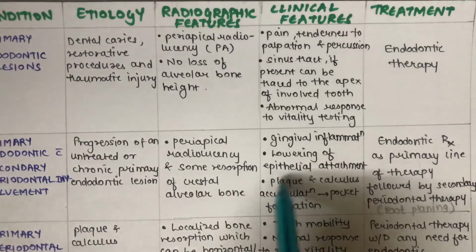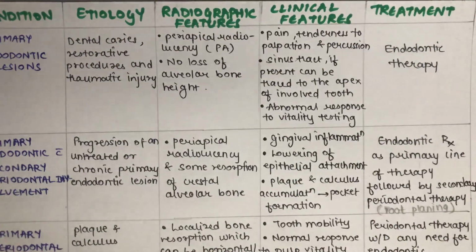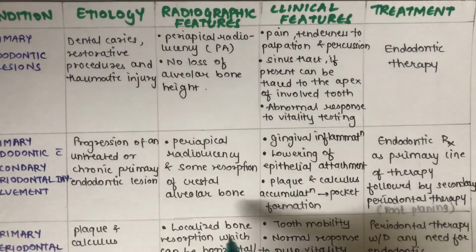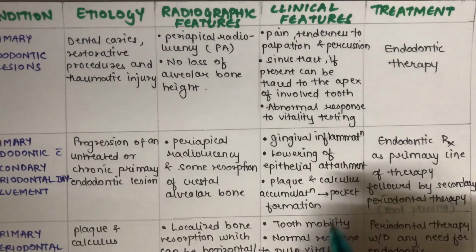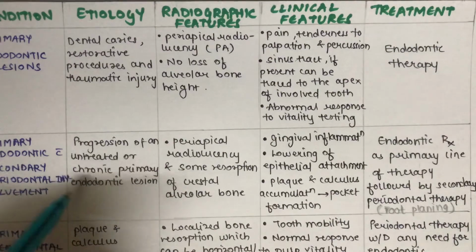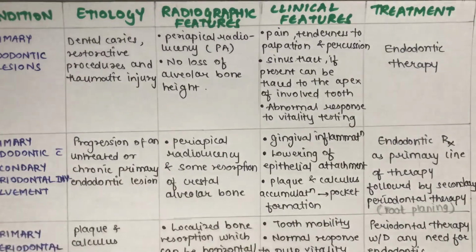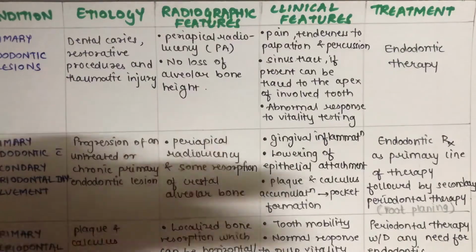Now the clinical features: there can be gingival inflammation, then lowering of the epithelial attachment as the periodontium is also getting involved. Then you will see plaque and calculus accumulation because now there is involvement of the periodontal structure, so it can also lead to pocket formation. Now this is chronic or untreated, so that means it is asymptomatic. So it would be necrosis, which means it will not show any pain clinically. It will show all these gingival findings only.